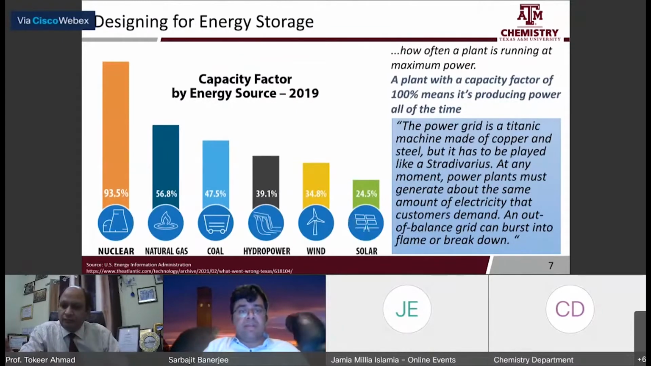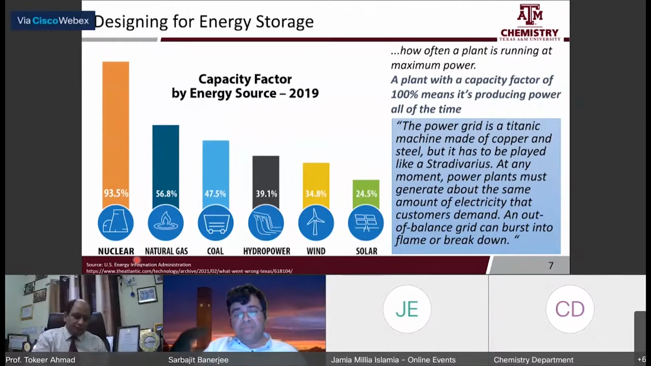So thinking about how our grid is going to change and designing for accommodating these green energy sources will mean that we're going to have to build in mechanisms for energy storage, right? So if you think about this nice plot from the U.S. Energy Information Administration, something like nuclear is on all the time. Natural gas and coal are quite reliable. Wind and solar much less so, right? So only 25% of the time, approximately, solar is working. About a third of the time, approximately, wind is working.